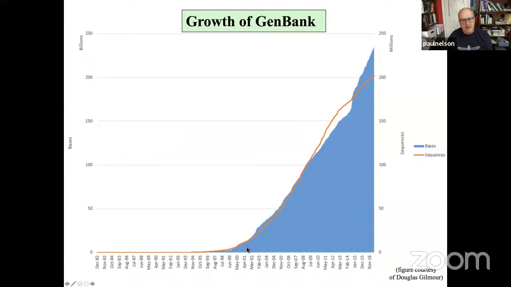So here's a curve that ought to be eye-opening to you. It shows the growth of sequence data, both in terms of bases here in the blue and number of sequences here, the orange line, from the advent of automated DNA sequencing in the mid-90s until November 2016. Now, that was over 4 years ago.